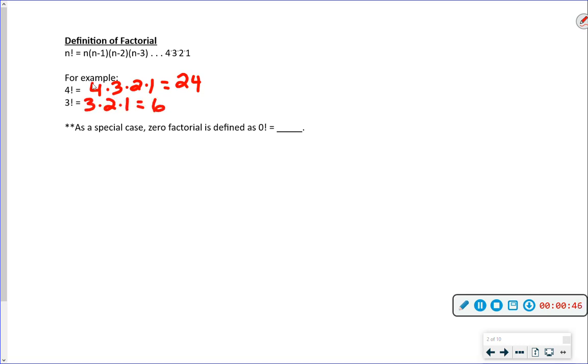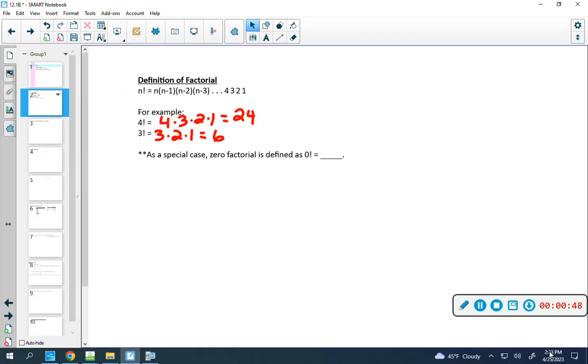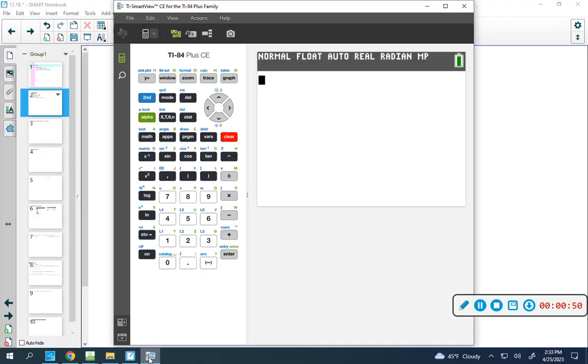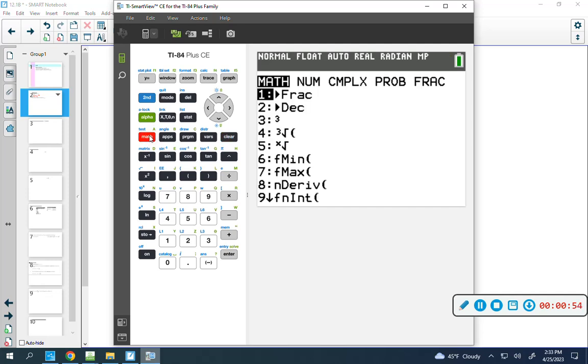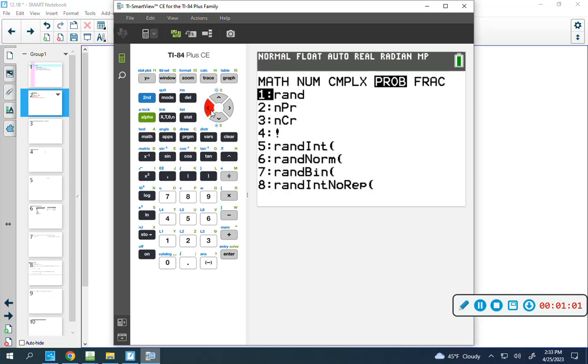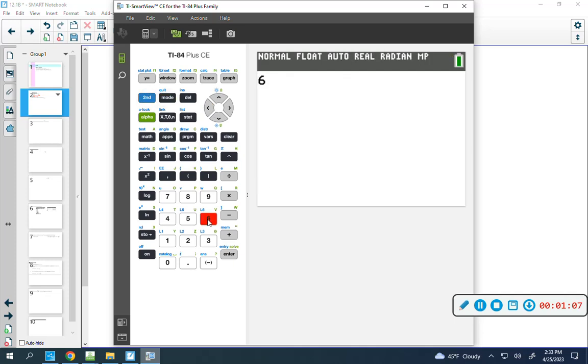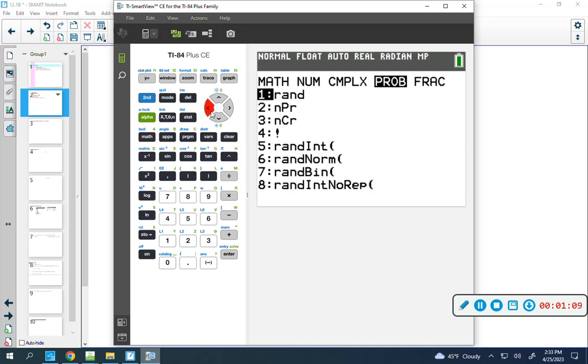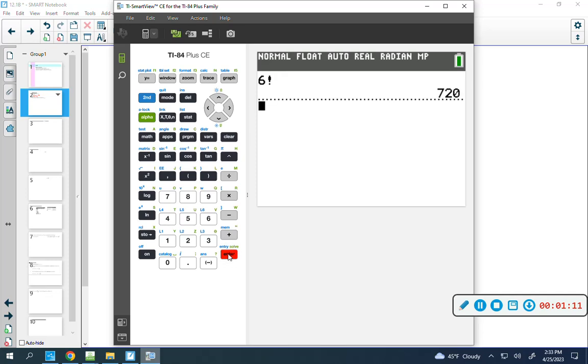Now, before we get into the 0 one, on your calculators, factorial is in your math menu. Notice I just changed the viewing on mine so the screen looks bigger. If you go over to probability, you can see it's number 4. So if I wanted to put in 6 factorial, you have to put the number in first. 6, math, probability. So there's 6 times 5 times 4 times 3 times 2 times 1.